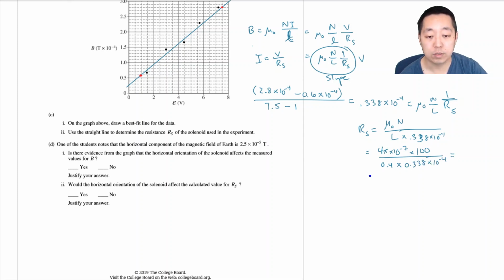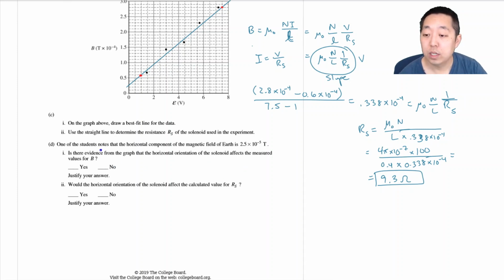You might notice that my PDF solutions have slightly different numbers, because I always rederive these, and so the numbers might be a little bit different depending on the way I drew it. So 4 pi e minus 7 times 100 divided by 0.4, then divided by 0.338 e minus 4. I get Rs is 9.3 ohms. Call it 9.3. That was a pretty big difference from what I had before, so I just want to double check 338. And before I had 381, so I don't know. I picked slightly different numbers and my slope was a little different before.